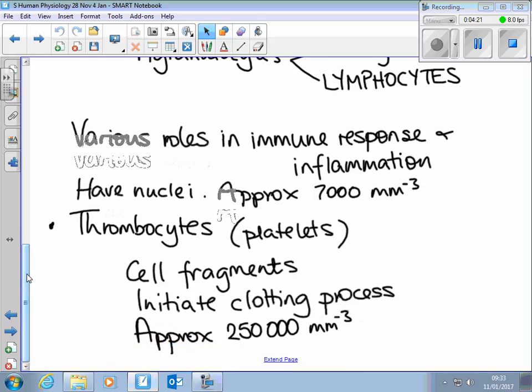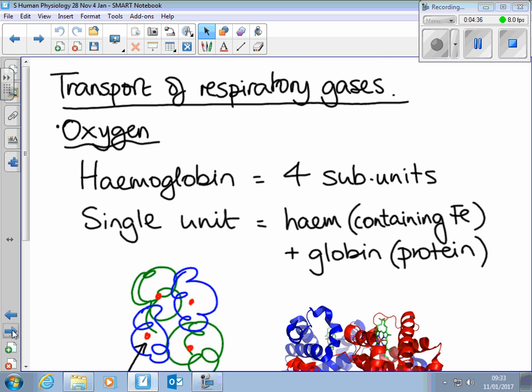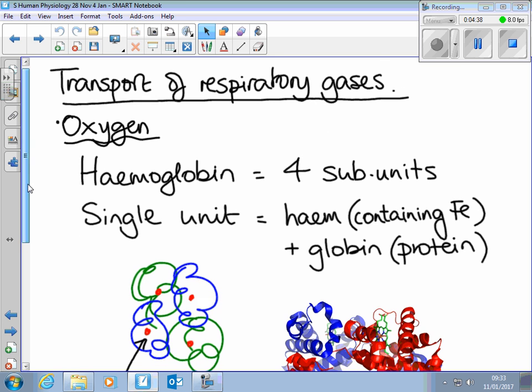The thrombocytes are platelets, and those are involved in clotting. I don't think I'm going to have time to go through the clotting process, but we'll give it a mention this morning when we're looking at defense really against infection. And then we started looking at transport of respiratory gases, and we got through the oxygen part okay, but the carbon dioxide part I need to add to the end of this.